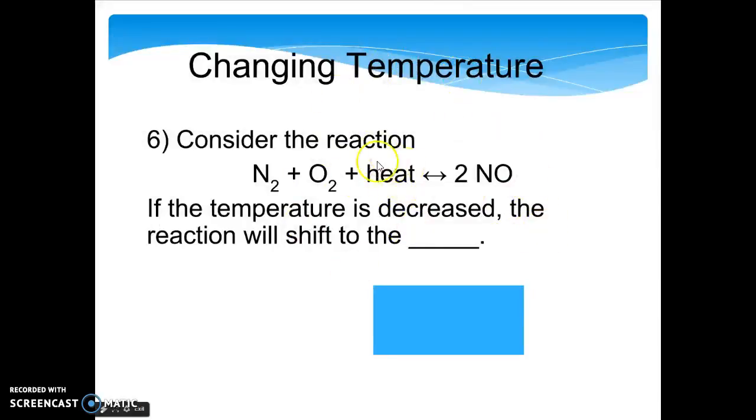All right, here I have heat on the left as a reactant. So if I decrease the heat here, it's like creating a void here. So decreasing heat means it's going to shift towards the left to fill up that void that occurred. And so it's going to shift towards the left.